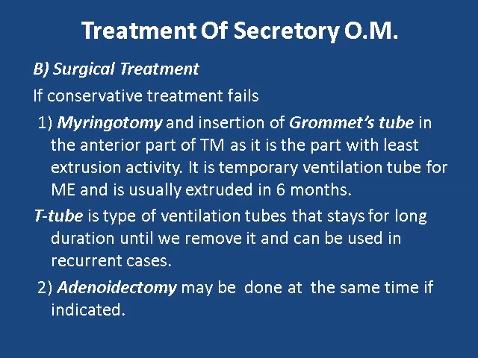Why do we insert a ventilation tube? We insert a ventilation tube in order to have a replacement for the Eustachian tube, which is not functioning. So it acts as a replacement for the non-functioning or the poor function of the Eustachian tube. What are the types of ventilation tubes that are used? There are two types actually. The Grommet tube, which is the temporary ventilation tube that is usually extruded within 6 months. And the second type is the T-tube, which is the ventilation tube that stays for a longer duration until removed.